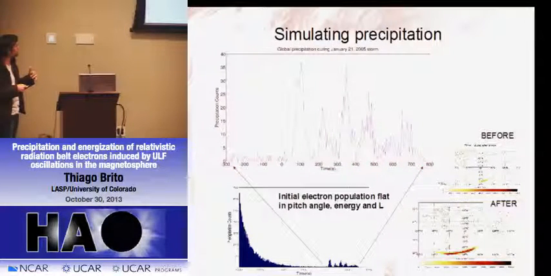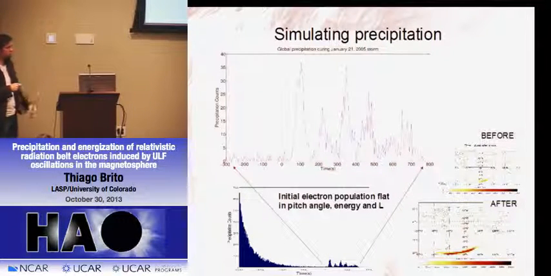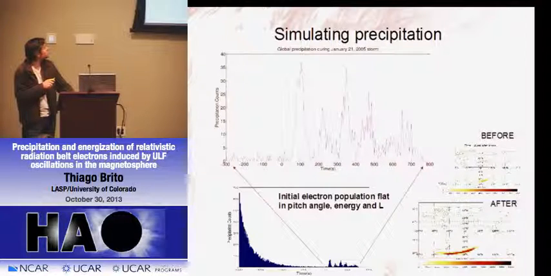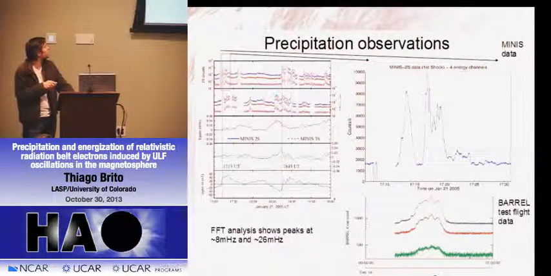and then they reach a steady state here, and this is the time that the shock arrives, and so we see this pattern of oscillation in the simulated precipitation. This is a blow up of this part here, so you can see that we captured this kind of oscillation that the MINIS balloon also captured.